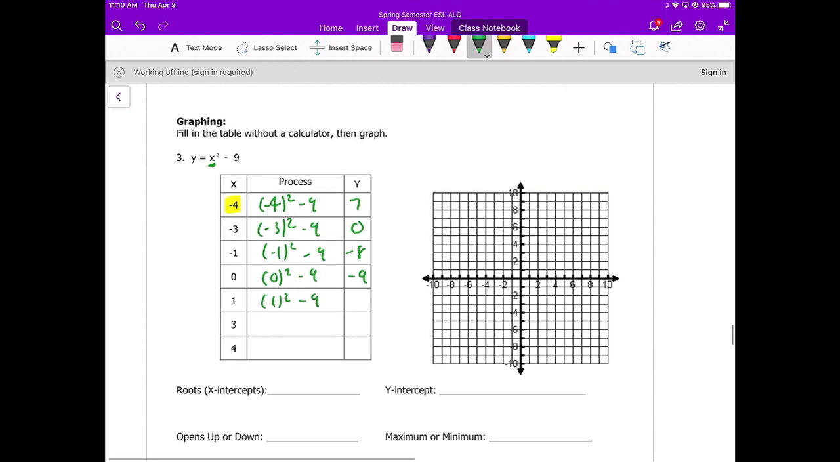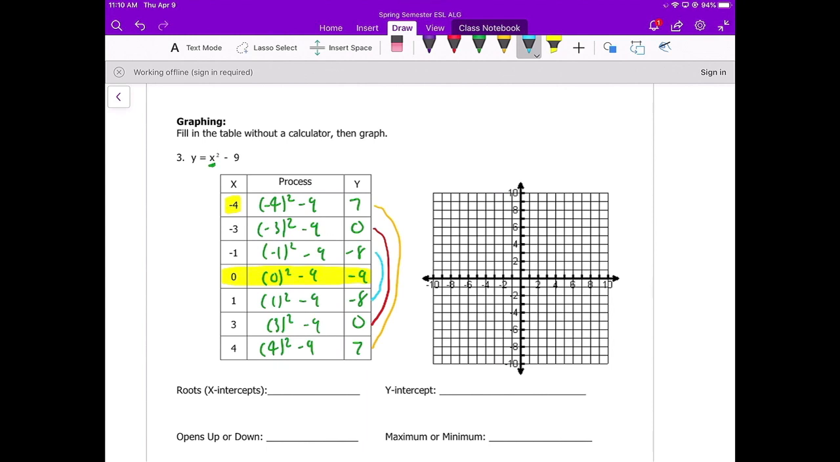I'm doing some of this just kind of in my head. 3 squared minus 9, so here again we have 0. And 4 squared minus 9, again we have 7. I want to point out, notice that these two numbers are the same, and these two numbers are the same, and these. So these, you can almost picture the parabola. You can picture the U shape from the table. This must be the vertex. The vertex is the point at which it changes and starts repeating the same numbers.